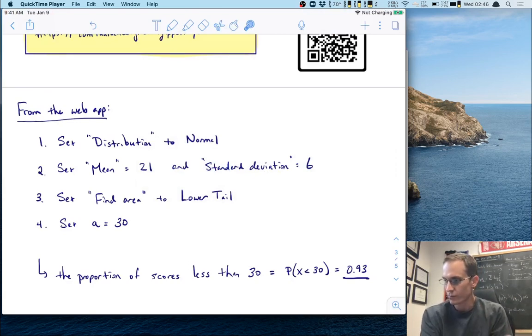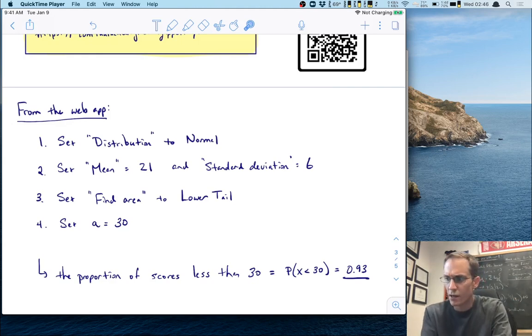Again, you have to set the distribution, set your mean and standard deviation. You have to set the find area part for this problem to lower tail. Other types of problems that we can practice with later, those will have to be set accordingly, and then we set the number A to something that makes sense. And so that tells us again the proportion of scores less than 30 is 0.93.